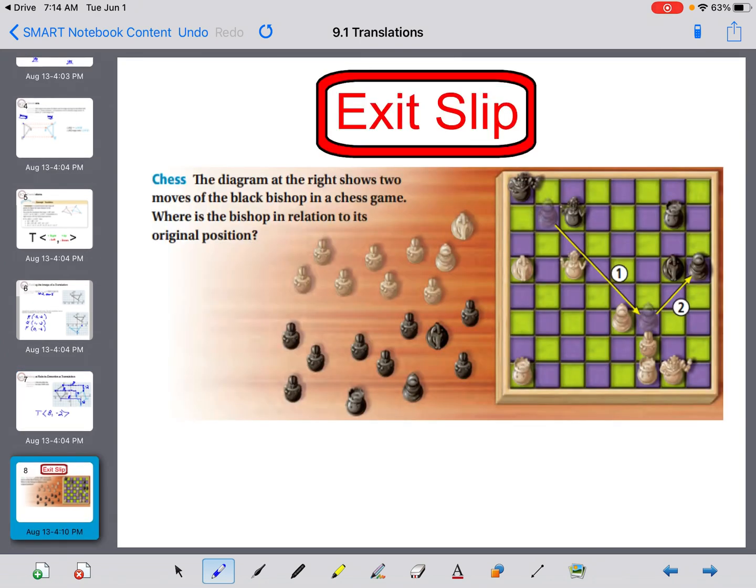Okay, your exit slip. The diagram at the right shows the moves of a black bishop in a chess game. Where is the bishop in relation to its original position? So it moves from here to here to here, and they want from position 1 to position 3. Well, that was a translation down 2 and over 6. If we do that following the right order, we go 6 and down 2. So 6, negative 2. So the translation is 6, negative 2.